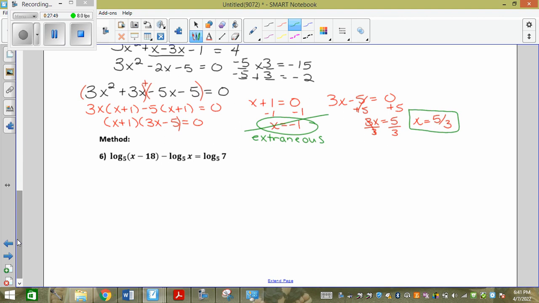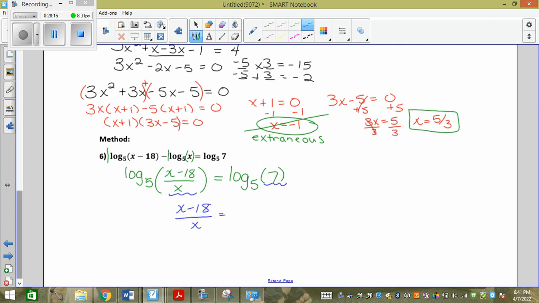I can go, there's log base 5, so I can put them together, plus 1, minus 1. On the top, I'm going to get x minus 18 because it has a plus 1 in front of the log. In the bottom, I'm going to get an x because it has a minus in front of the log. And on this side, I have log base 5 of 7. Now, if I have log base 5 of this equals log base 5 of this, I can set them equal. So I can go x minus 18 over x equals 7.